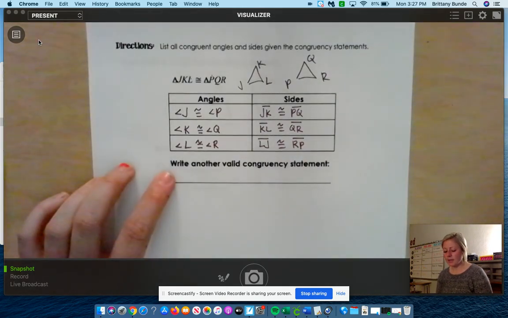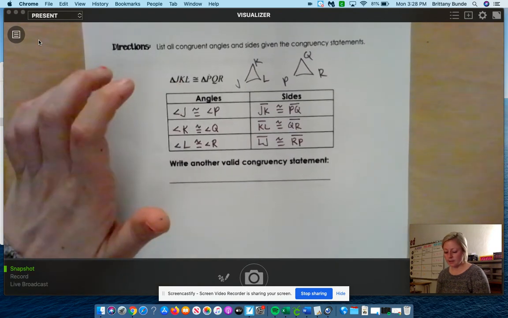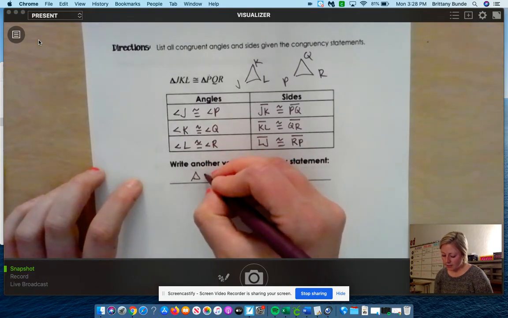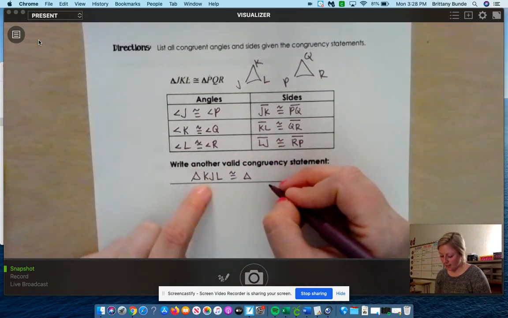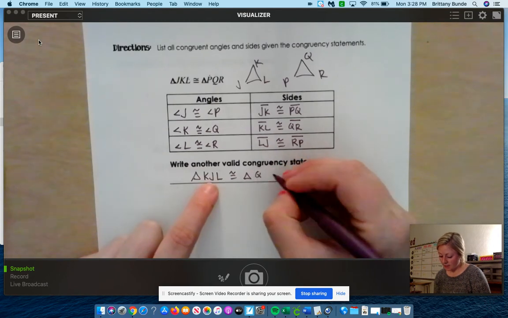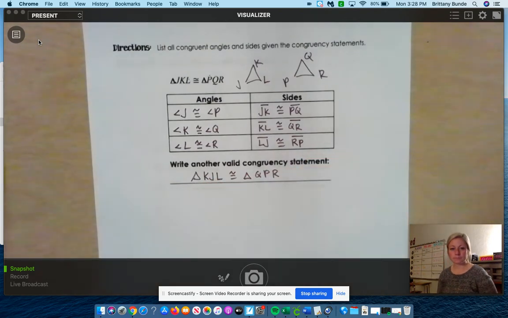And then it says write another valid congruency statement. So basically jumble up the first set of letters and then match it accordingly. So let's say triangle KJL is congruent. Now we got to match. What matches K? Well, K matches Q. What matches J? That's P. And L goes with R. And there we go.